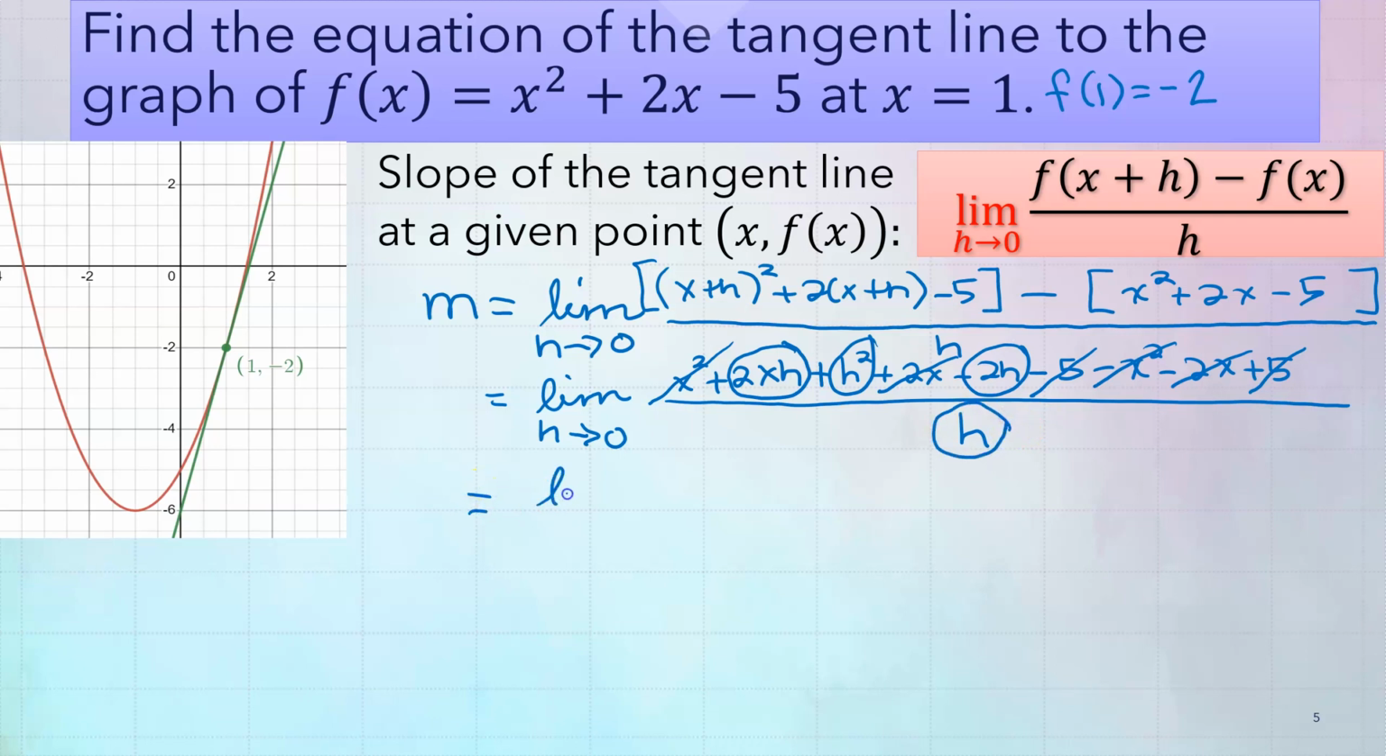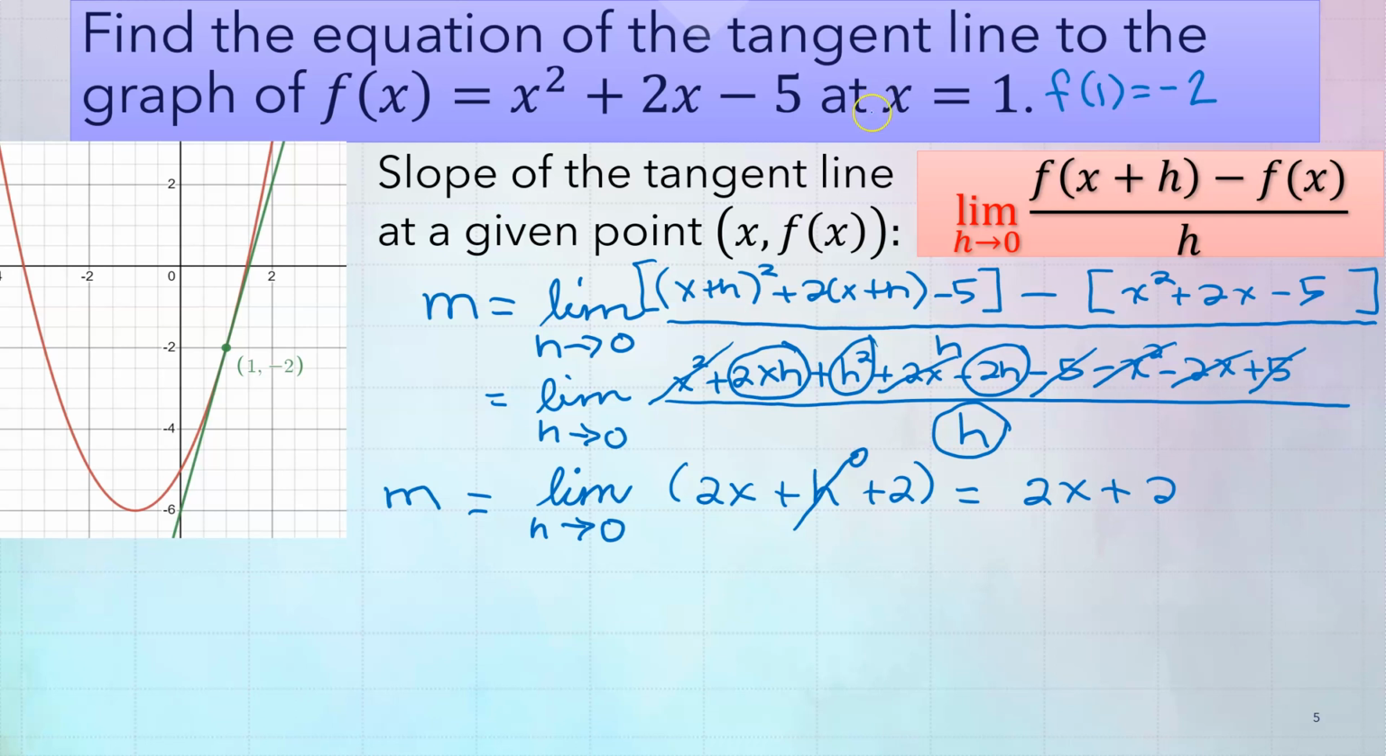When we do divide by h, we will have the limit as h goes to 0 of 2x plus h plus 2. And if h is really small, approaching 0, then this right here is approximately 0. So you will get a slope function of 2x plus 2. Okay, so that is a slope function of the tangent line at a given point x.